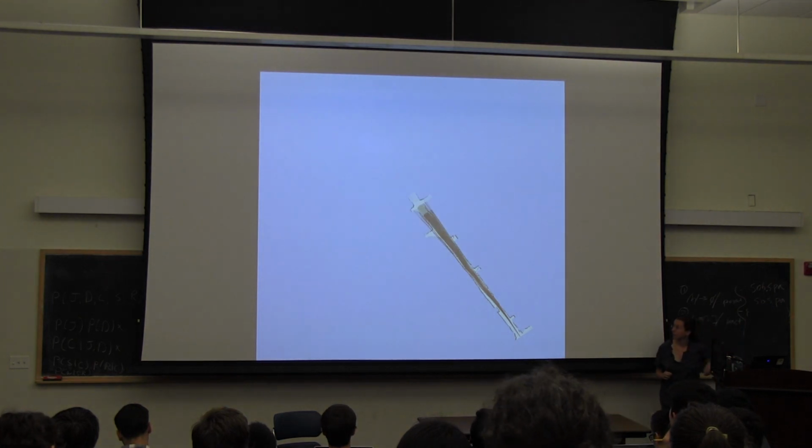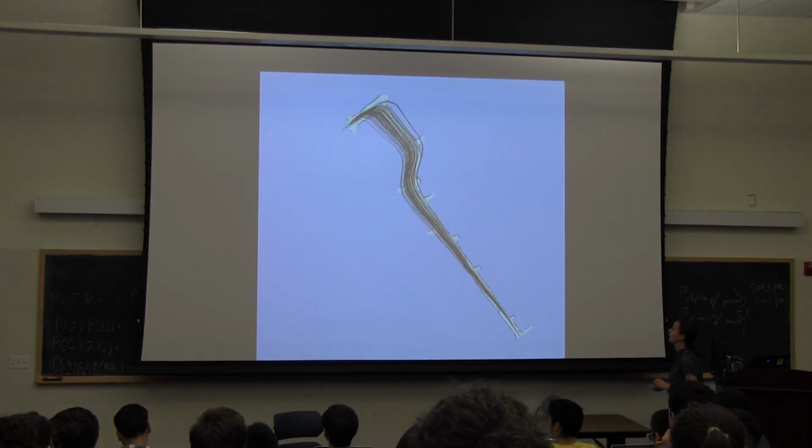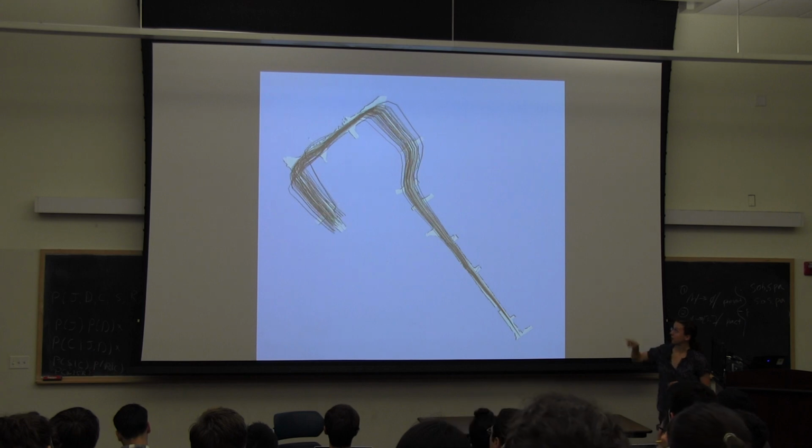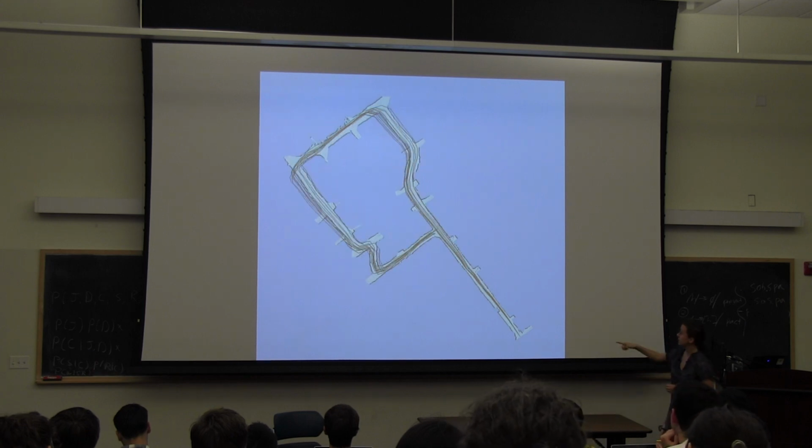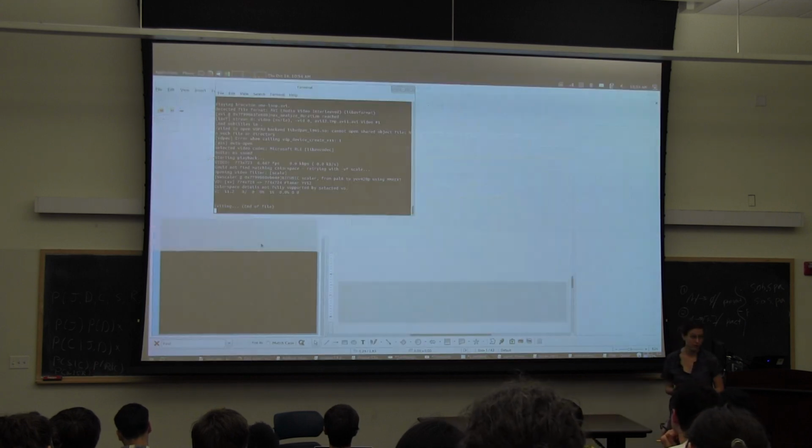This is an example of a SLAM event. The robot is driving around in the environment. It's building a map. It's maintaining hypotheses over trajectories it could have followed.